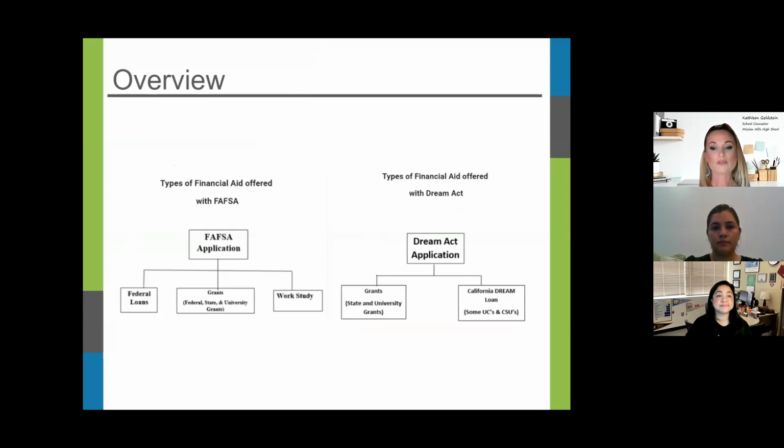Here's just an overview to let you know what to expect based off of the two applications. So for the FAFSA application, you will be given potentially federal student loans, grants. This would be federal, state, as well as university-based grants, and also work study. As far as the DREAM Act application, this will be for grants at the state level as well as the university, as well as the California DREAM loan. And we'll go ahead and go into more detail about what these mean.